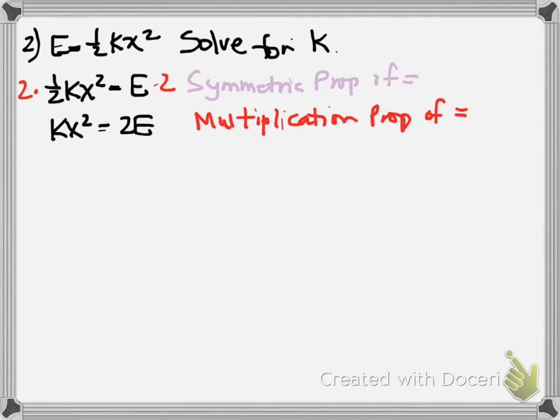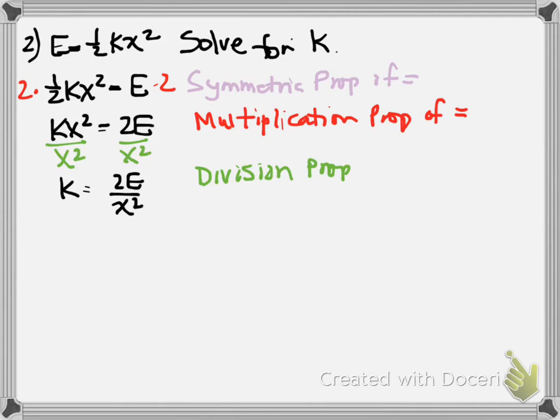Okay, now what? Now what are we going to do? Maggie? Divide by x squared. Yeah, we need to get rid of that x squared, so we're going to divide since that's the opposite or inverse of multiplying. So we end up getting k equals 2e over x squared. And again, that was the result of the division property of equality.